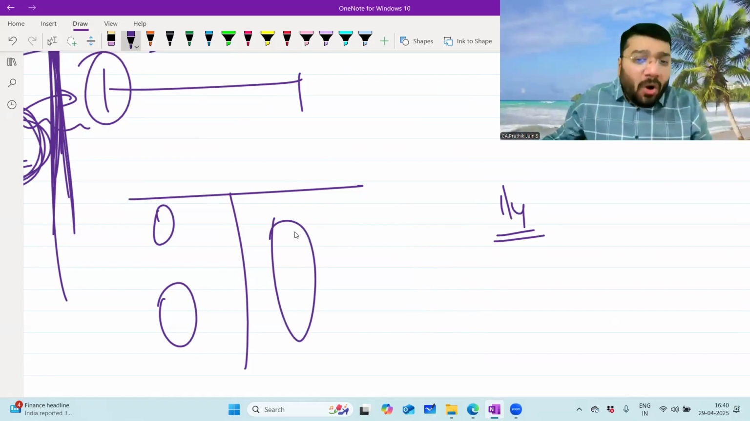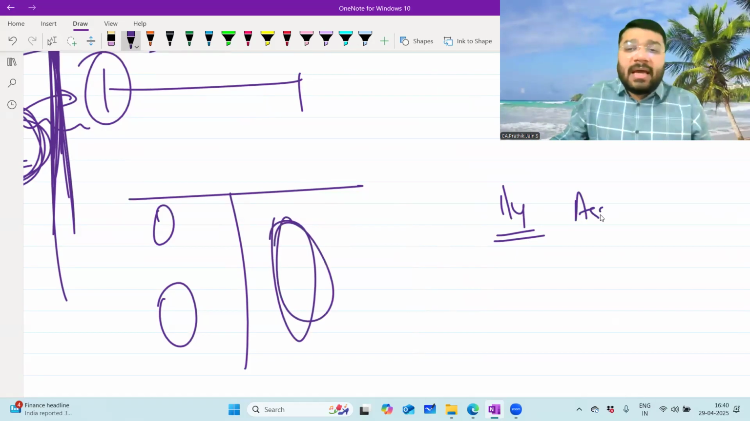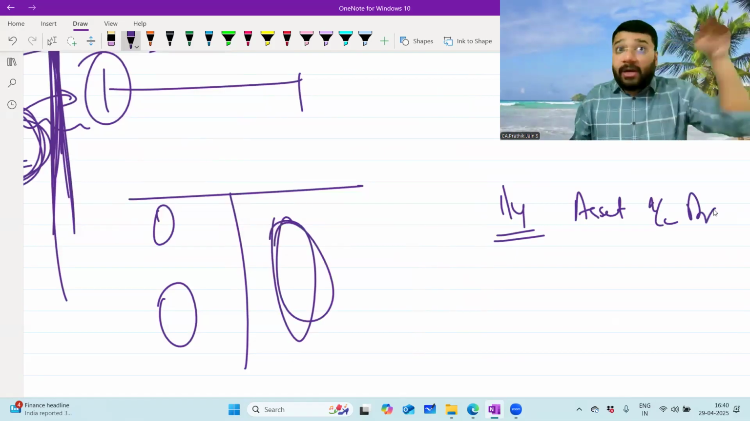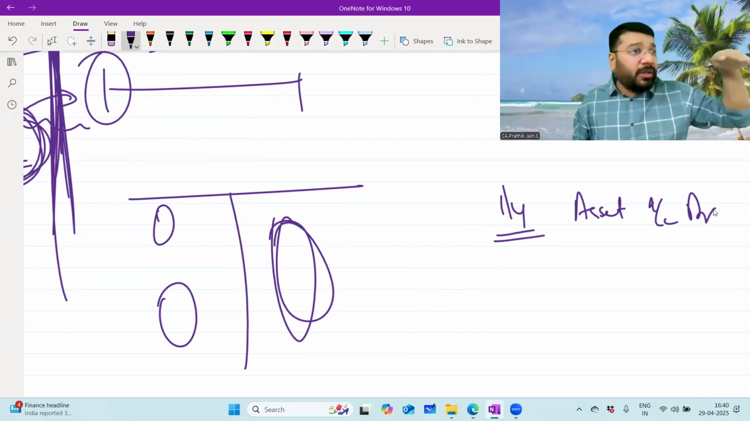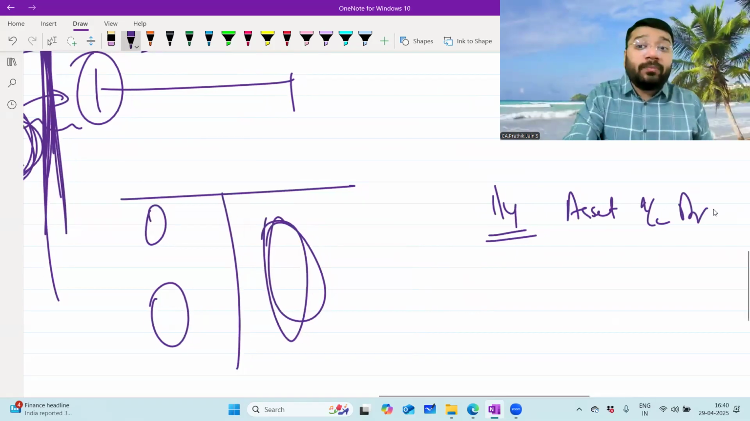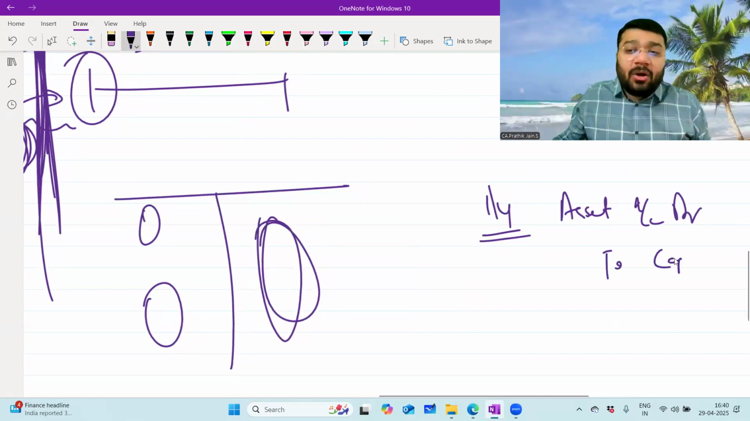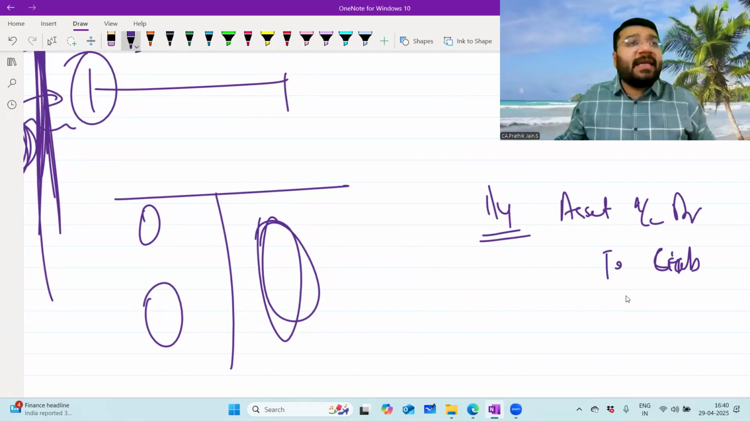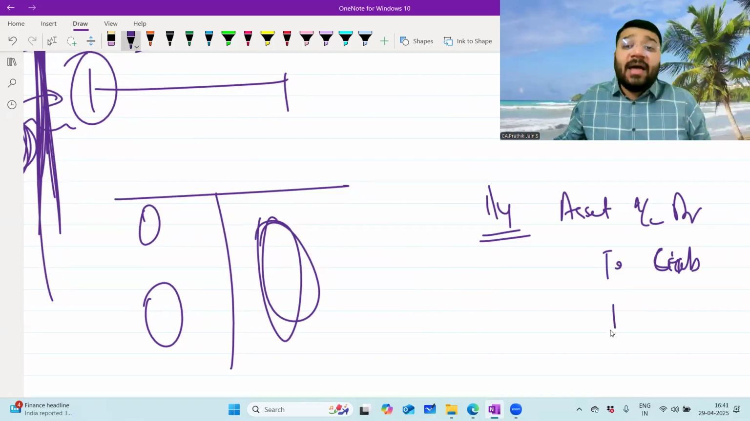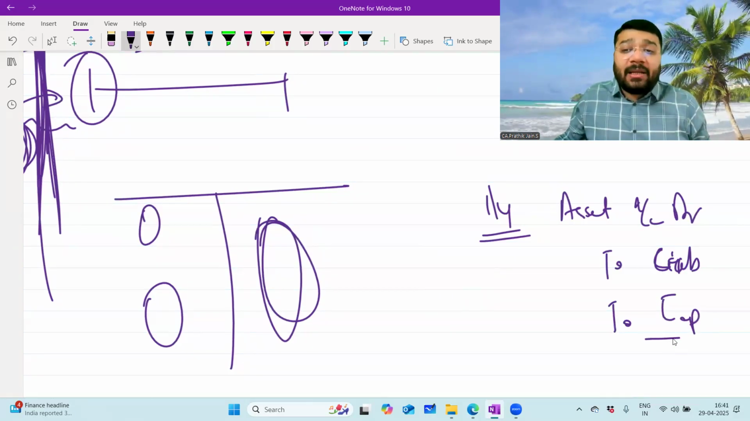What is the entry? Very simple. All the assets are recorded in debit. Individually record cash account debit, bank account debit, land account debit, like that, each individual asset. Then "to capital" or "to liability", anything you can write. To liabilities individually: creditor, bank loan, etc. And finally, to capital.